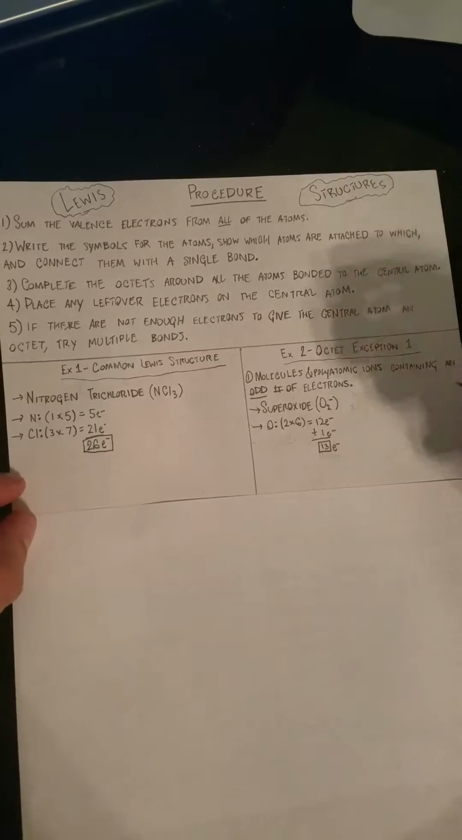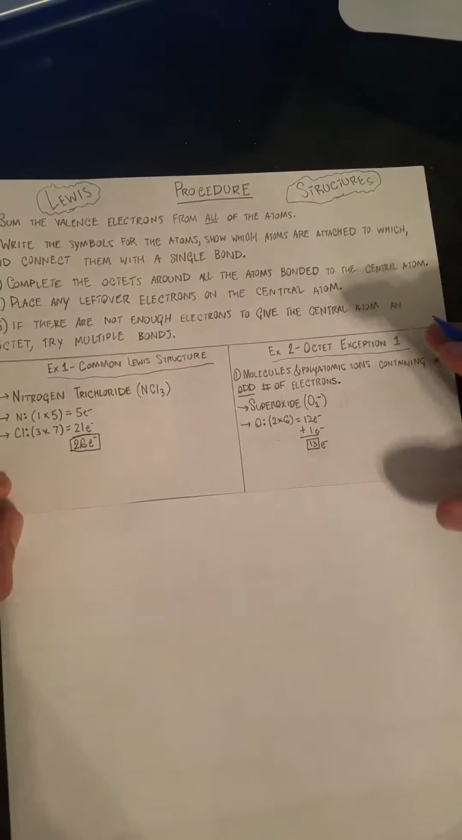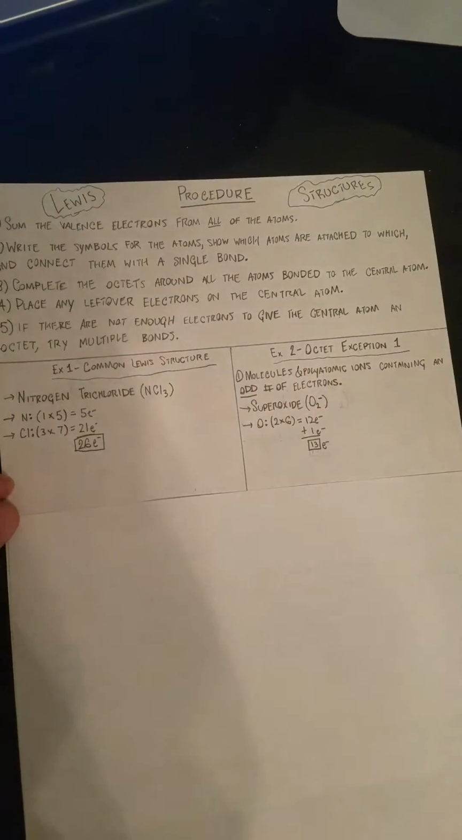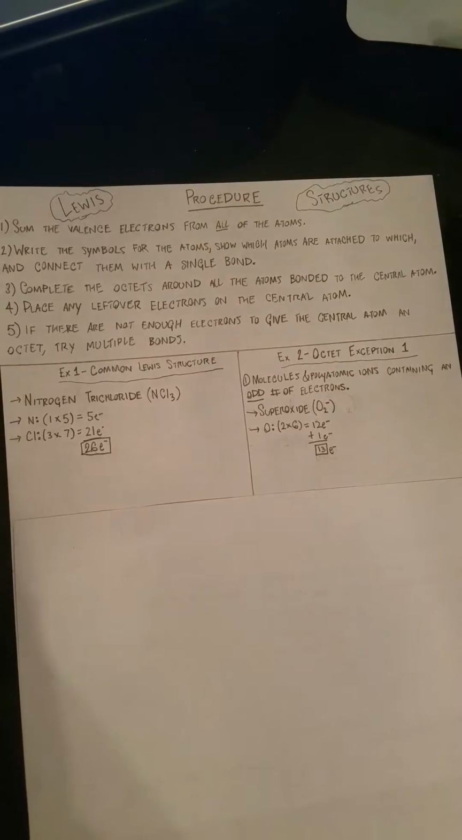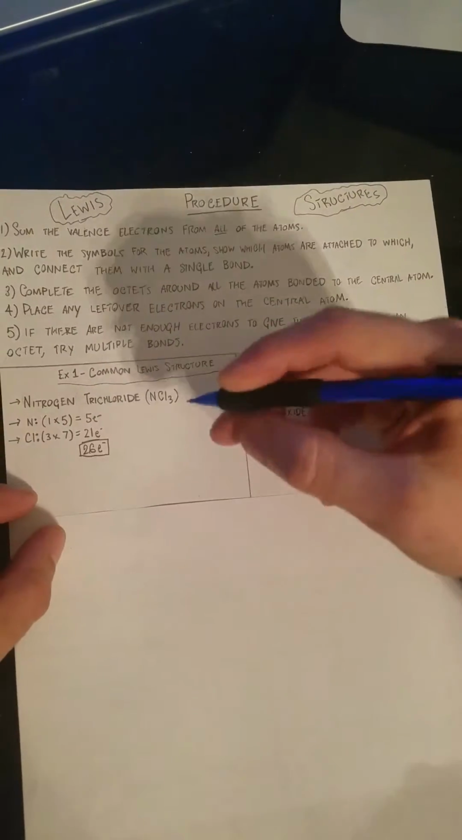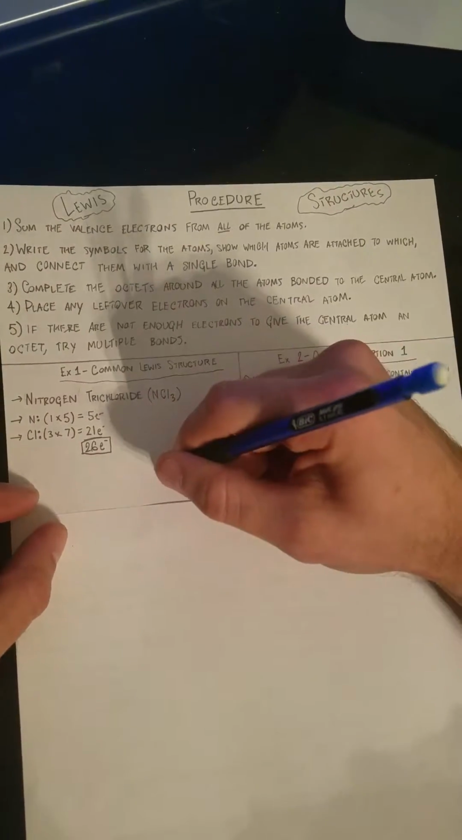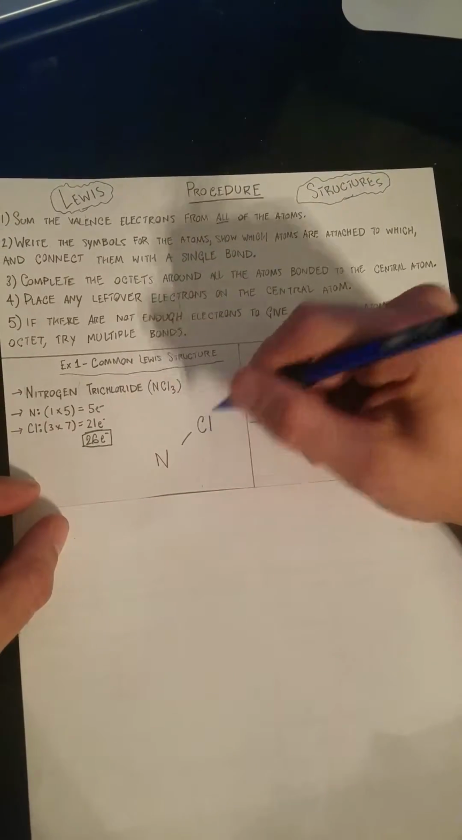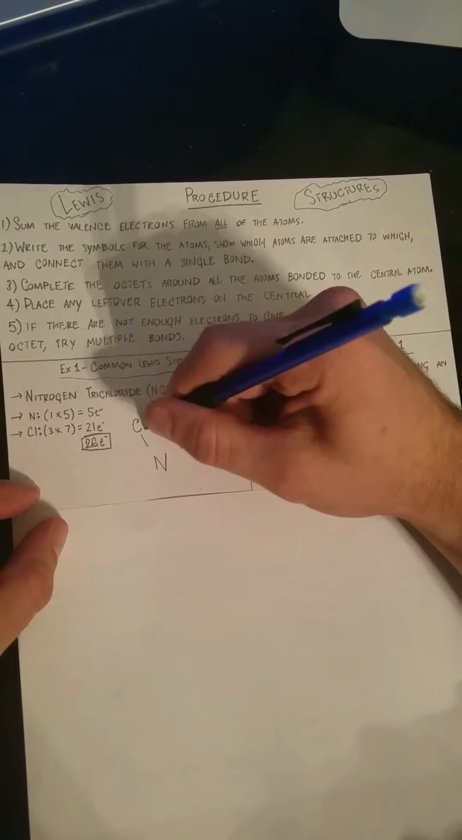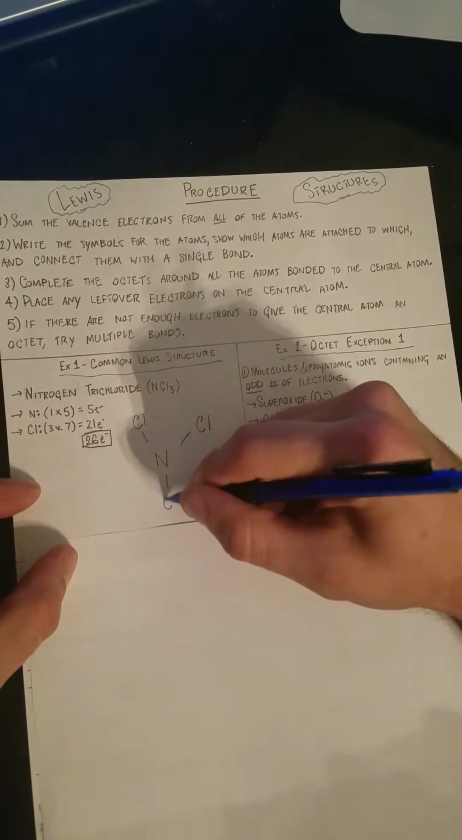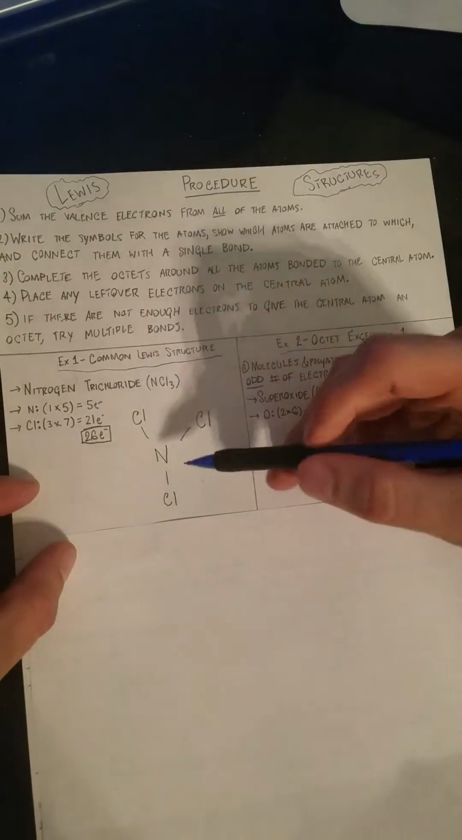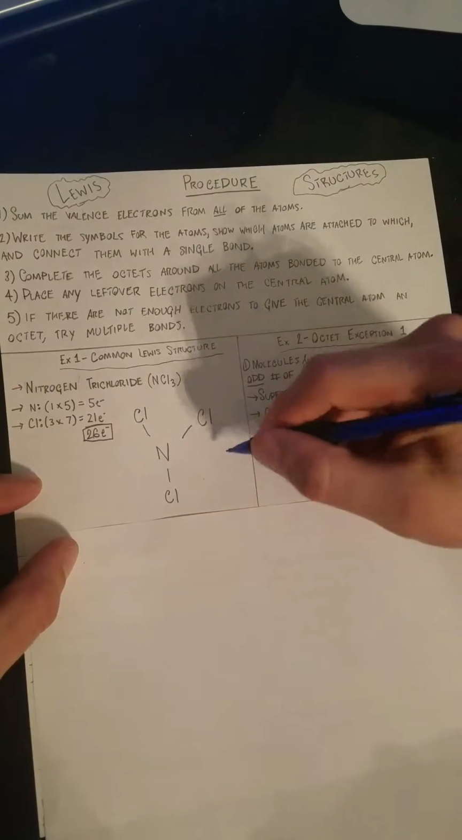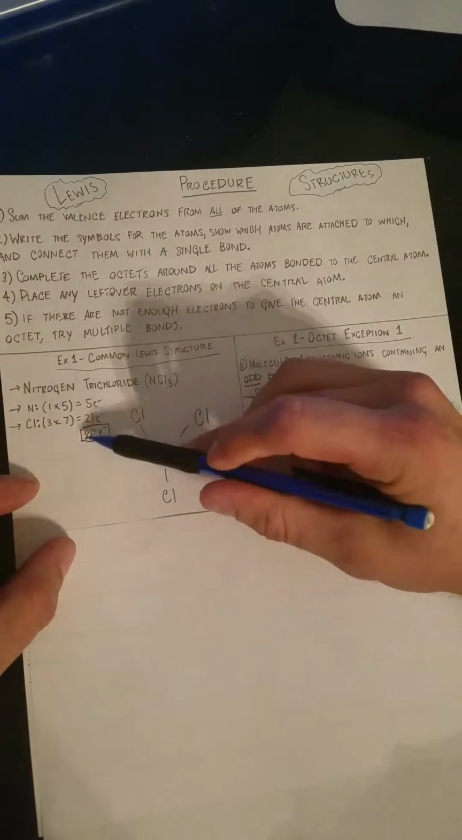So our next step is going to be to write in the least electronegative atom in the center. In this case, that gives us nitrogen, and then it's going to be surrounded by 3 chlorines. We went ahead and made those bonds, so that accounts for 6. So we have 2, 4, 6 gone. So now we're down to 20.